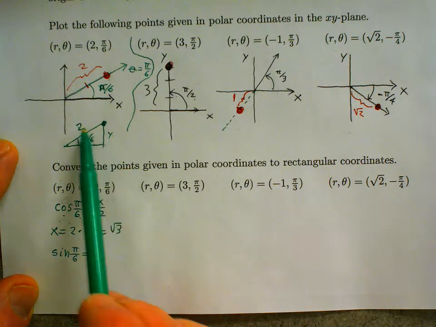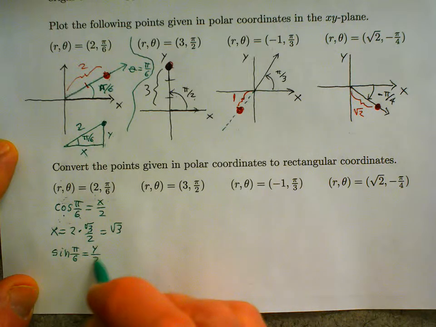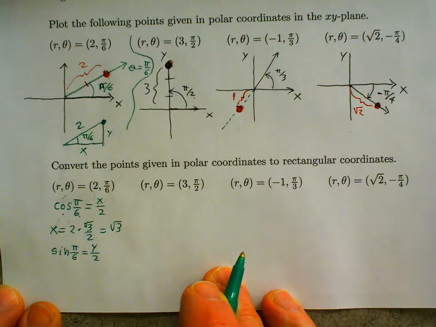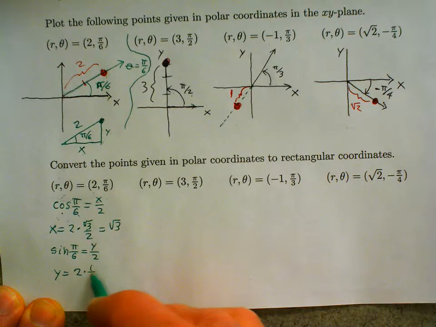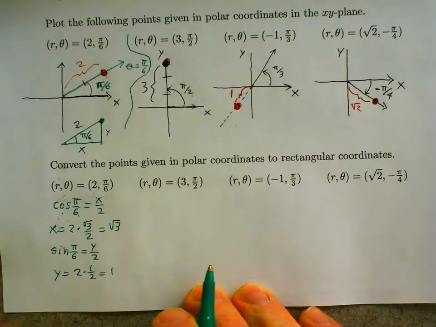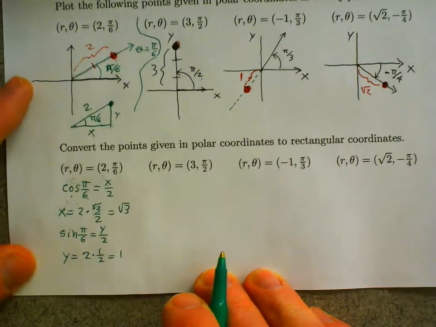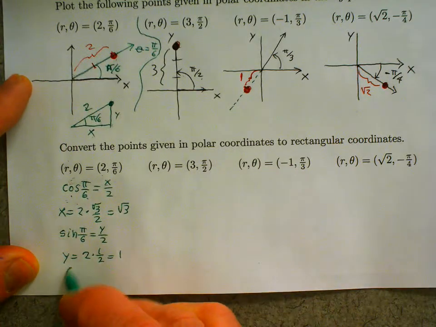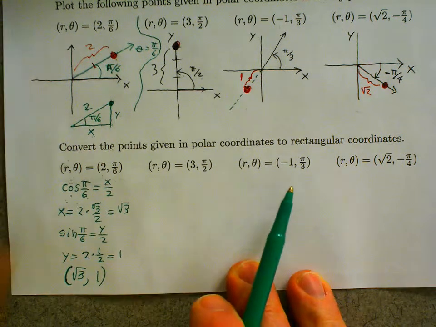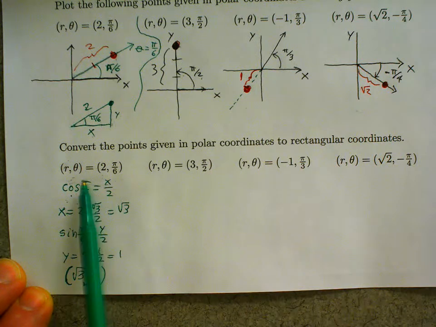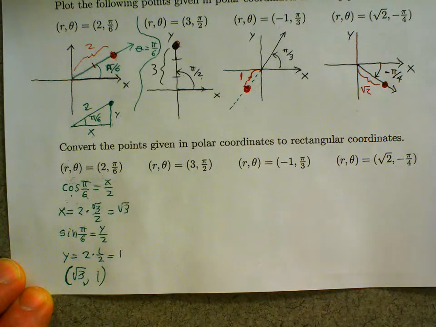And then the sine of pi over 6 is the opposite side over the hypotenuse, y over 2. So the y-coordinate is 2 times the sine of pi over 6. Sine of pi over 6 is 1/2, so we get 2 times 1/2, or 1. So as an ordered pair in rectangular coordinates, we have the square root of 3, 1. And that is equivalent to the polar coordinates (2, pi over 6).